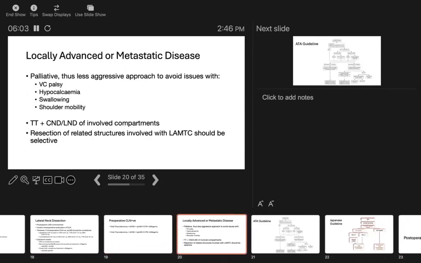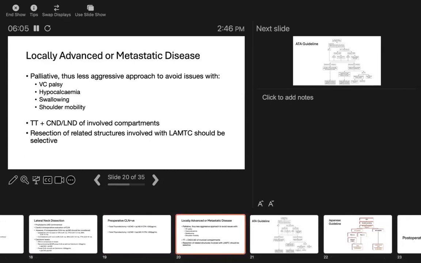In advanced disease, tone down your aggressiveness because we are now in palliation. So we must make sure that we don't cause them problems related to the surgery. We can still do total thyroidectomy and central neck dissection, but be mindful of the extent of surgery and resection of related structures so that they don't have a lot of morbidities after the surgery.